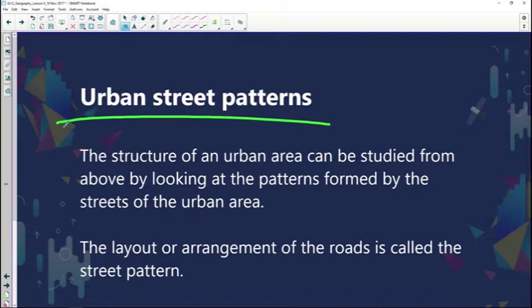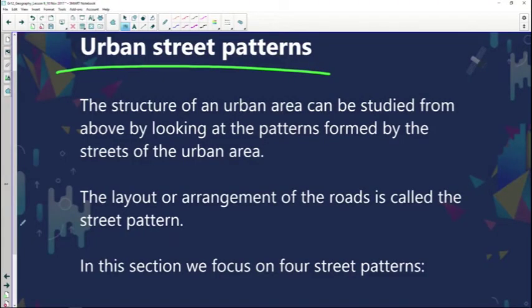Now, our next topic that I'm going to discuss with you is urban street patterns. Grade 12s, please pay attention to this section because this might apply to your map work paper as well. Meaning, if they give you a topographical map of, let's say, the town of Paarl, they might ask you to identify the street pattern and give some advantages regarding the street pattern. We're going to have a look at the different street patterns in the next couple of slides.